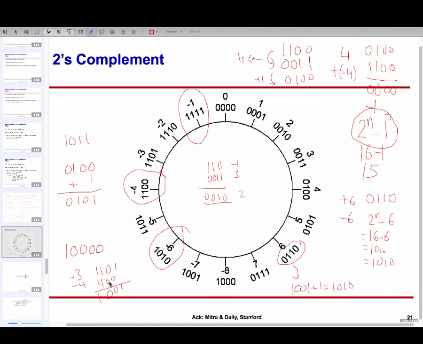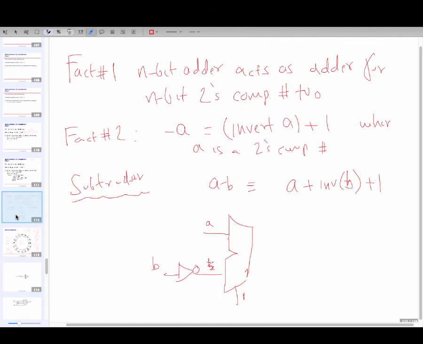Given such an adder, the next assertion that I'm making is that I can always make a subtractor for 2's complement numbers by making use of the fact that negating a 2's complement number is the same as taking its 2's complement again. And taking a 2's complement is the same as inverting the bit pattern and adding 1 to it. So I can take my adder, and then I want to do A minus B, where A and B I'm interpreting as 2's complement numbers.